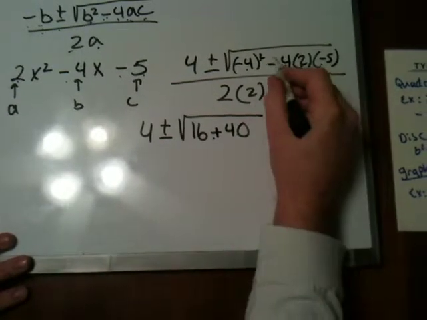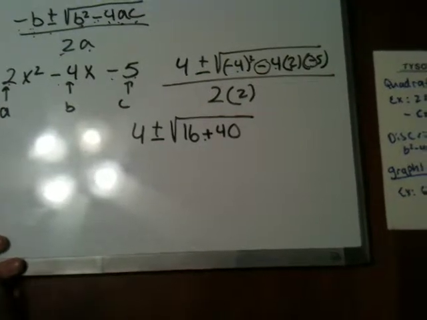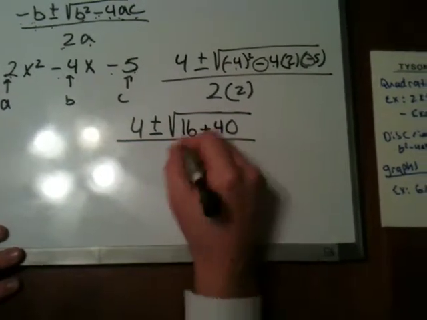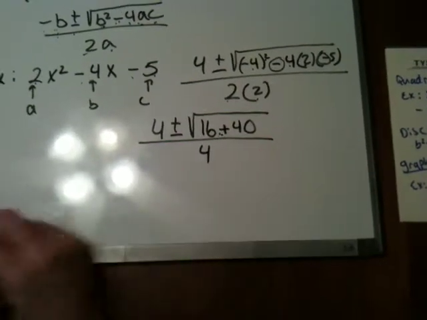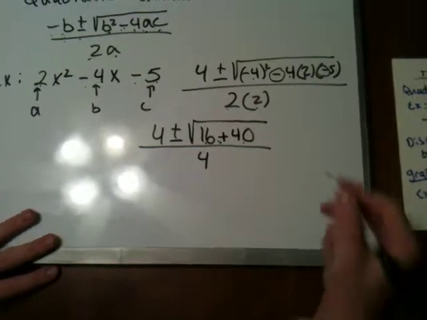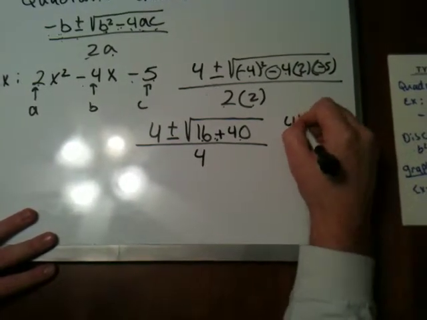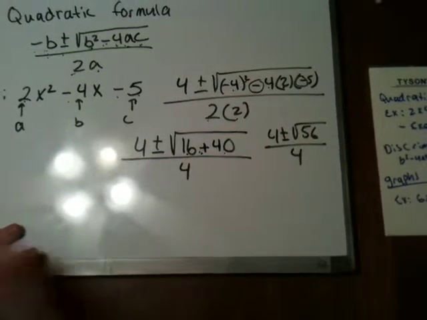You can easily tell that by seeing that there's two negatives present, which means they're going to cancel out. All over 2 times 2 is 4. Got one last little simplification to do here. I have 4 plus or minus 16 plus 40 is 56. Okay, so I got 4 plus or minus root 56 all over 4.